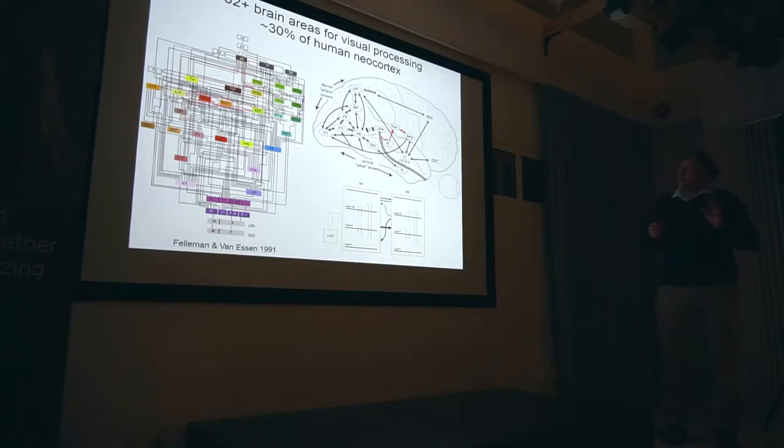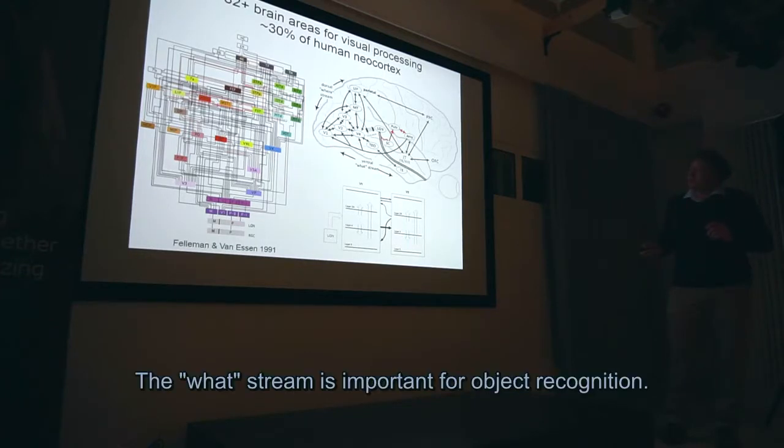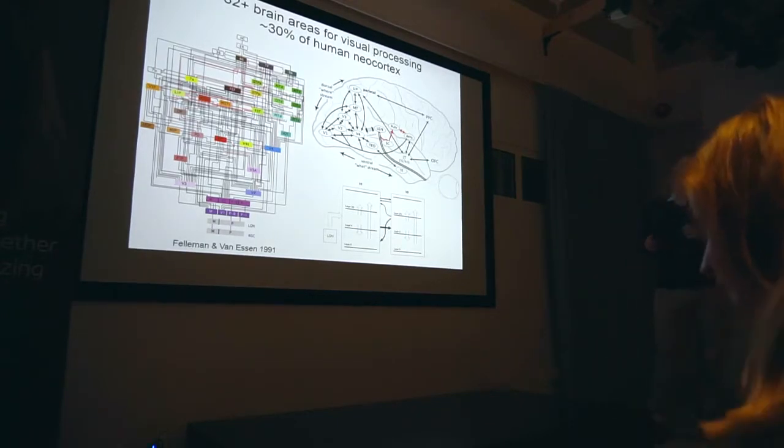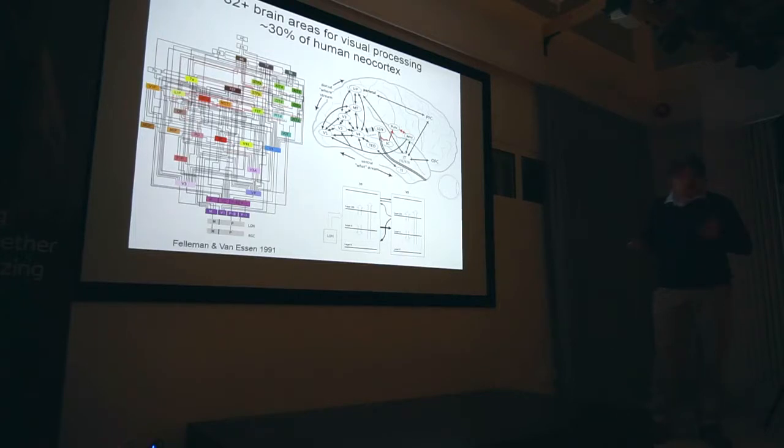Deep learning often focuses on one particular stream, which is the what stream, the ventral stream in human vision. But actually there are multiple streams. There's a where stream that looks at motion and color, and there's eye movement control, and there's emotional processing. A lot of other things go on.